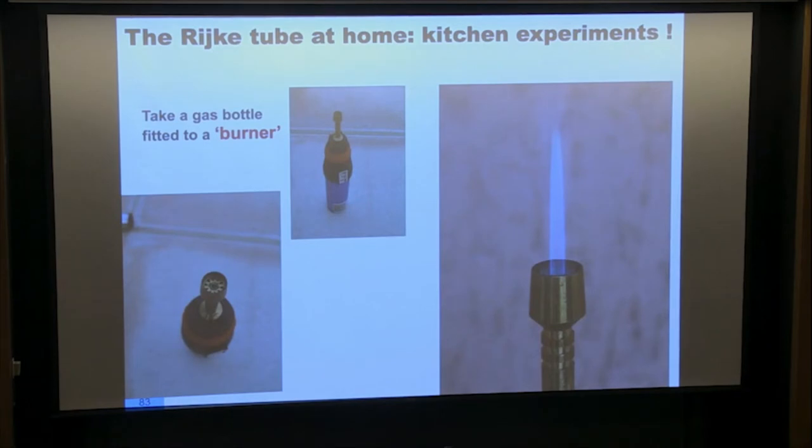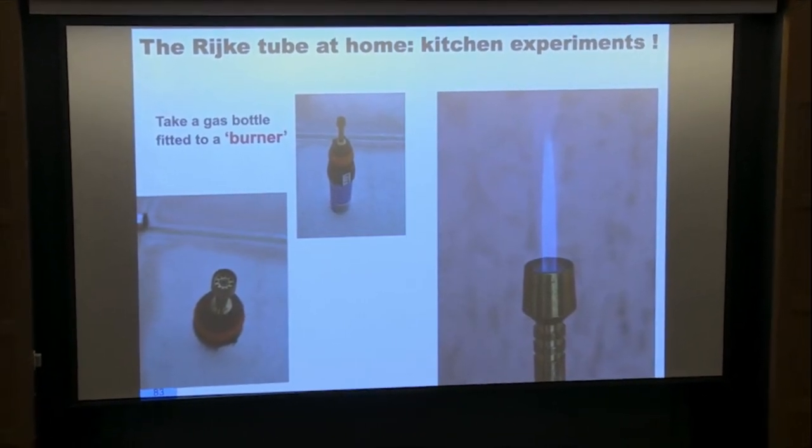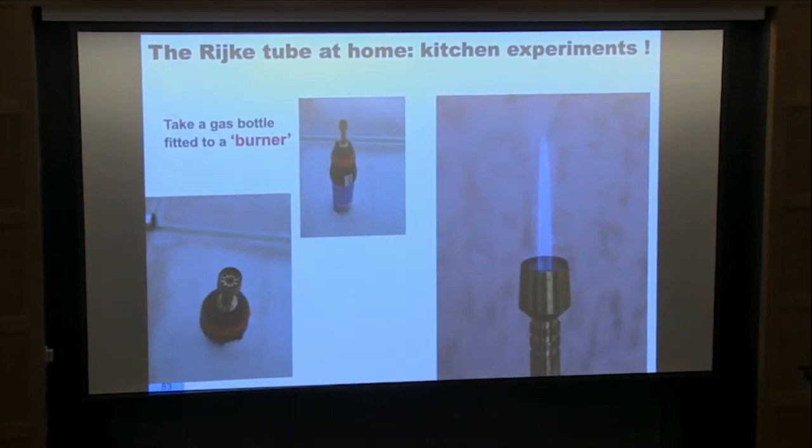Since I think Moshe yesterday was saying that G.I. Taylor was doing kitchen experiments, I must confess I'm also doing that. So this is an experiment you can do for maybe 30 euros. You just take a burner. That's a burner, okay? It's a system where you inject gas and air, and you have a very nice premix flame.